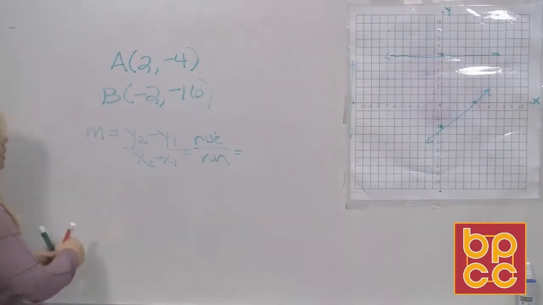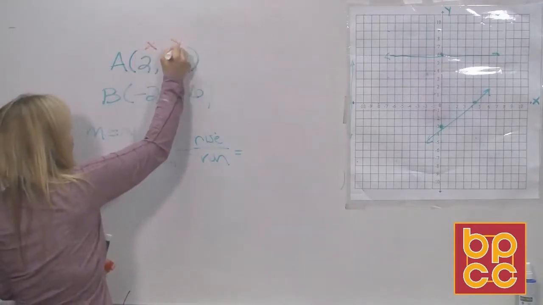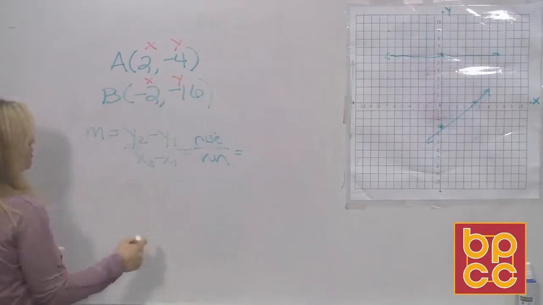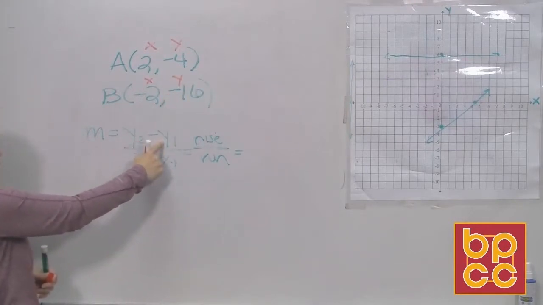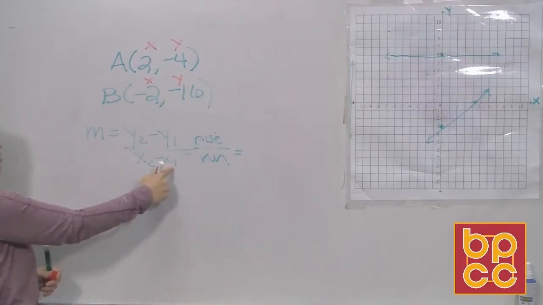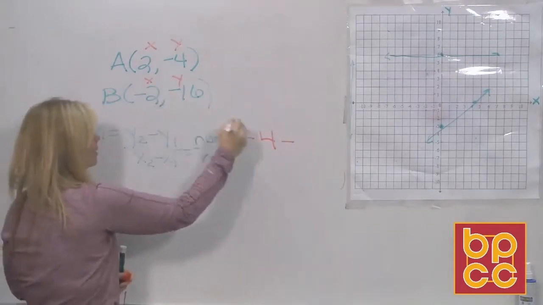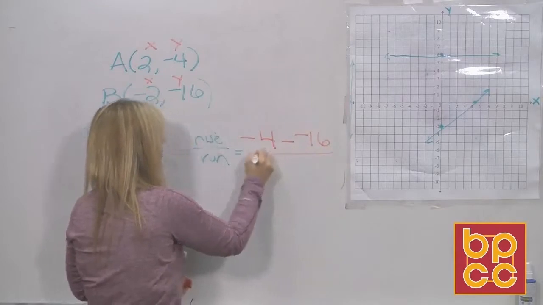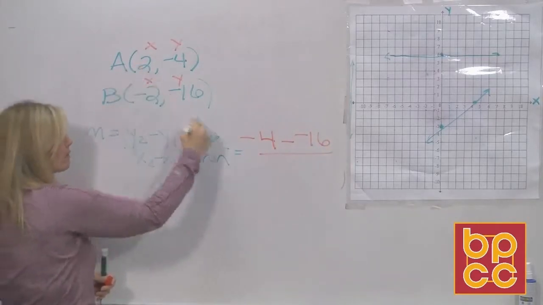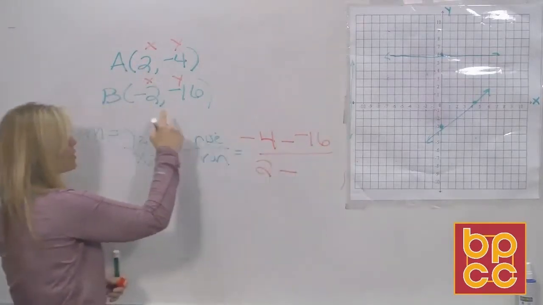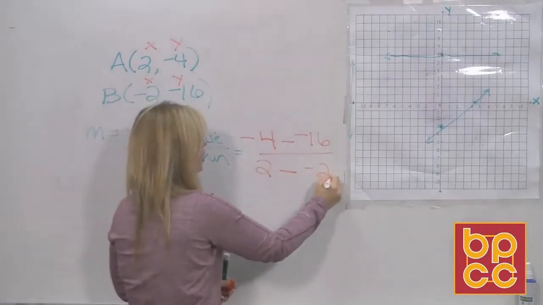So if you look, I'm going to label who my x and my y are. So I'm going to do my formula. I'm going to subtract my y's. I'm going to subtract my x's. So my first y is -4, and I'm going to subtract that from -16. Then I'm going to do my x's the same way. My first x is 2, and I'm going to subtract it from -2.